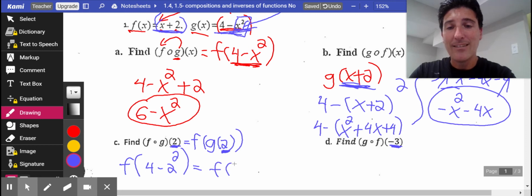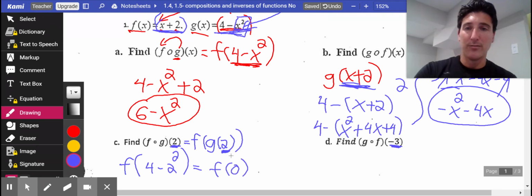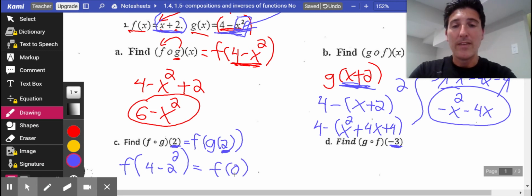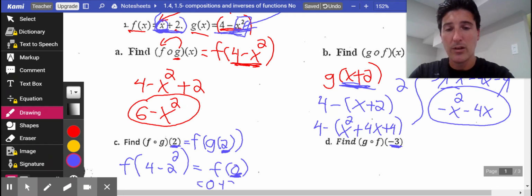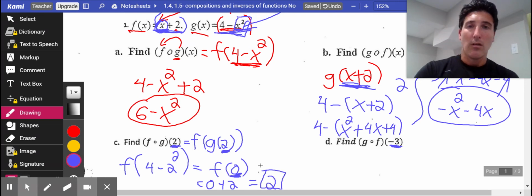So then you're going to find the function of 0. So the 0, you plug into the x for f of x. So I plug that right into here. It's x plus 2, so it becomes 0 plus 2, which equals 2. Now that I have a number for x, I'm just substituting it in twice, and I should end up with a number.